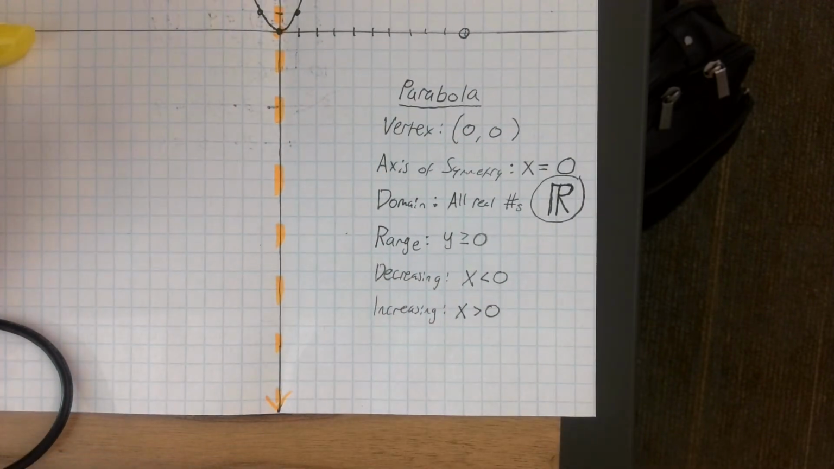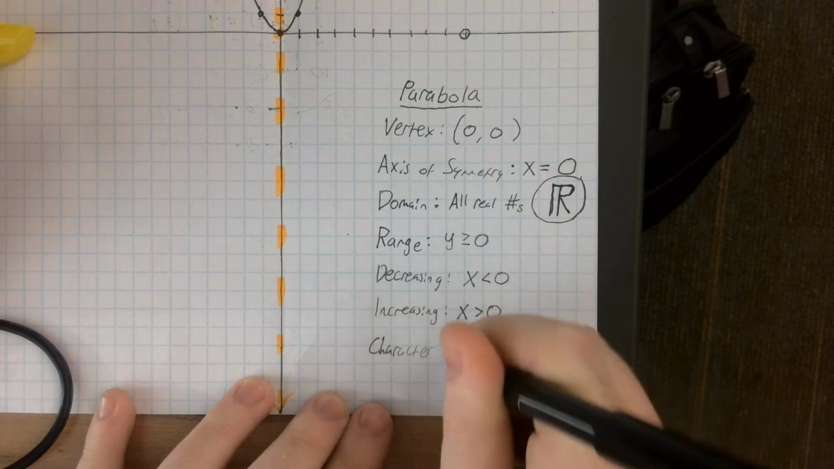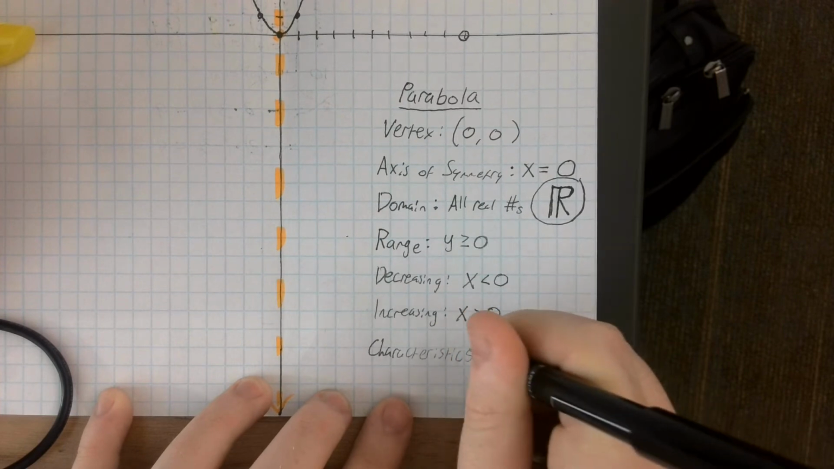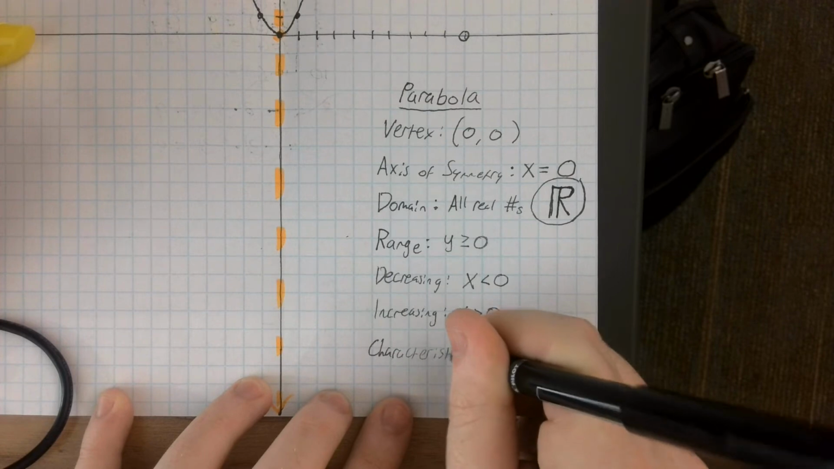There is one more thing we talk about called the characteristics, but we're not going to talk about that right now. We're not going to talk about the characteristics right now because there's nothing really special about this graph.